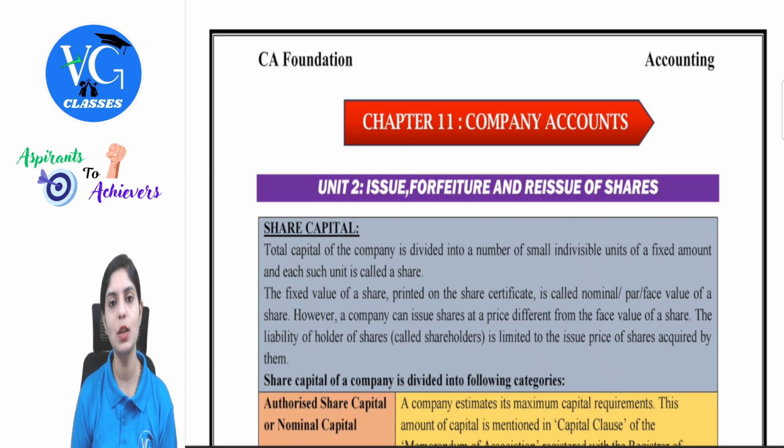So we will start with unit number 2, issue, forfeiture and reissue of shares. From the exam point of view, with respect to company accounts, all total 6 units including, you can expect minimum 20 to 25 marks of questions appearing in the exam. At least you can see up to 20 marks, guys.